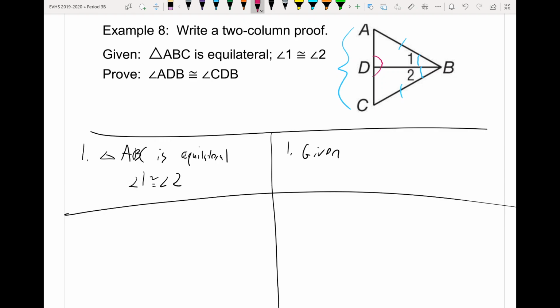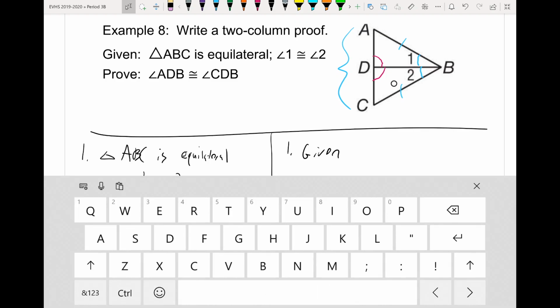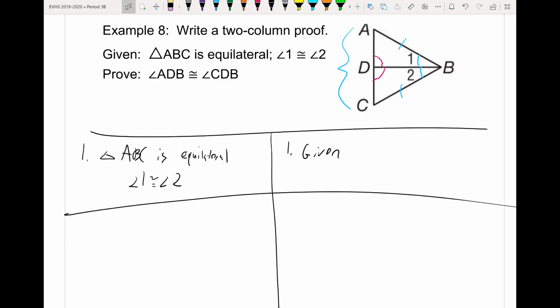Actually, let me offset that a little bit so it doesn't look like it's the same angle. So just overall, what's the word? Game plan here. I'm thinking that if I could prove that these two triangles are congruent to each other, then I could use CPCTC to show that angle ADB is congruent to CDB. But that means I've got to figure out how to make those two triangles congruent.